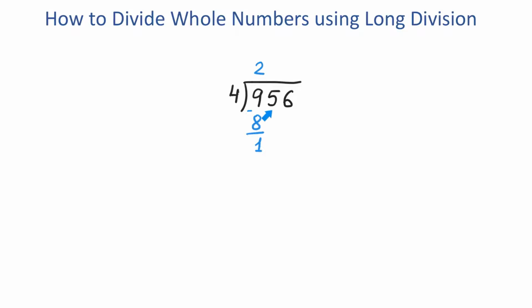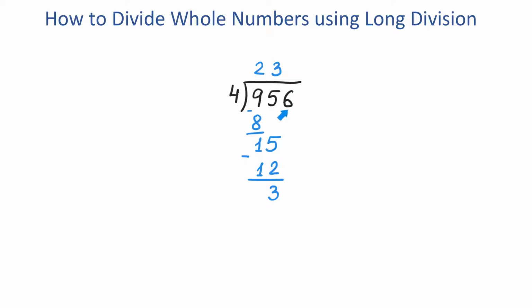Next we will bring down 5 and we will write it next to 1. And now we have to find how many times 4 goes into 15. 4 goes into 15 3 times. Then we will write 3 above 5. Now we will multiply 3 by 4 and we will write the result under 15. 3 times 4 equals 12, and 15 minus 12 equals 3.